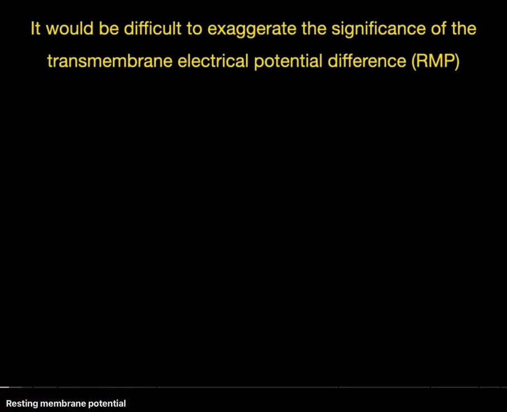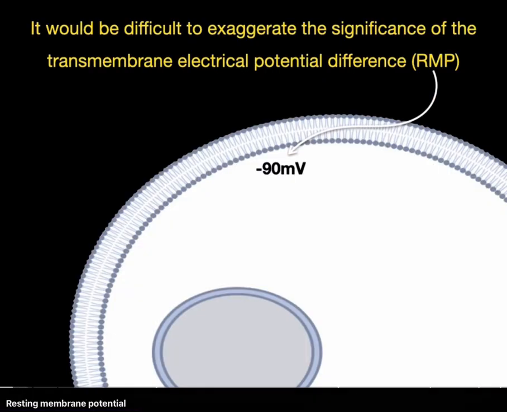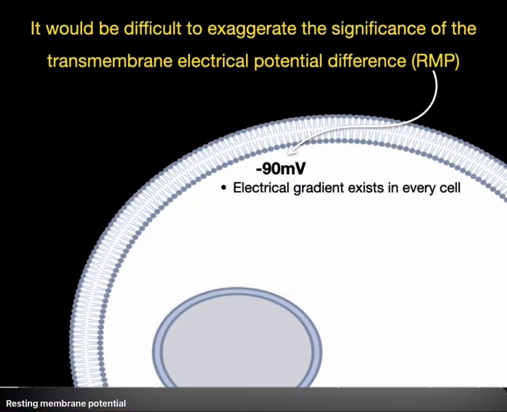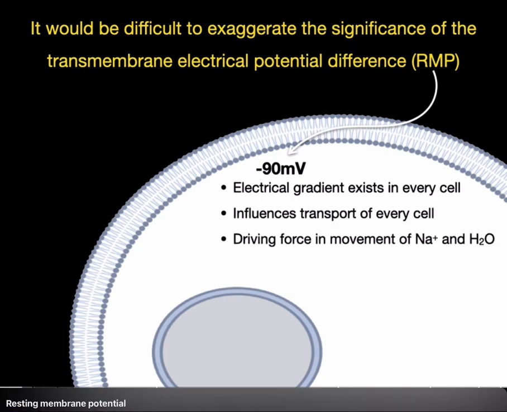It would be difficult to exaggerate the significance of this transmembrane electrical potential difference we call a resting membrane potential. We'll see it as about negative 90 millivolts on the internal surface of our cell membrane. This electrical gradient exists in every single one of our 70 trillion cells. It influences the transport of every one of those cells, the driving force in the movement of sodium and therefore water, and it's essential in the signaling process.